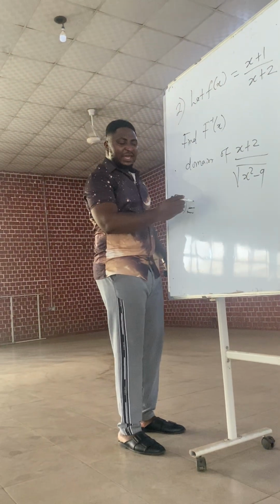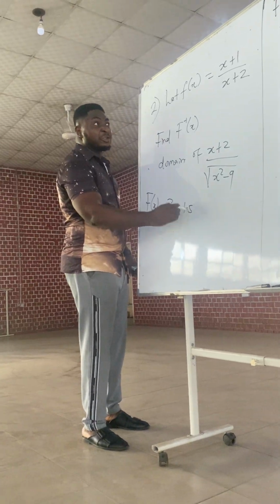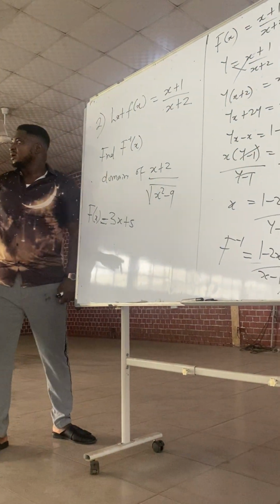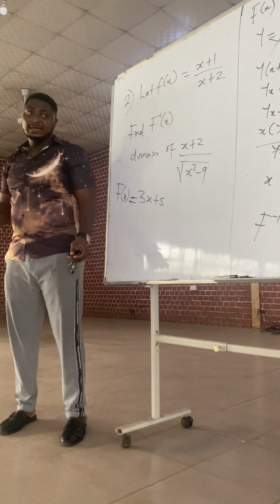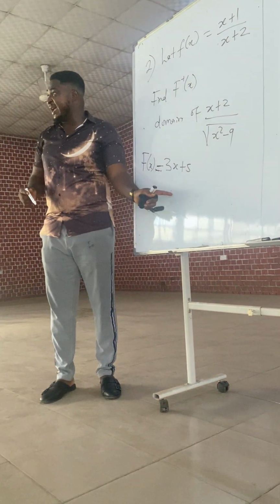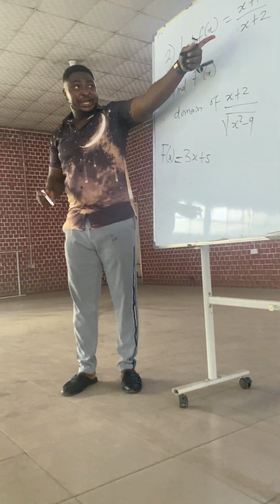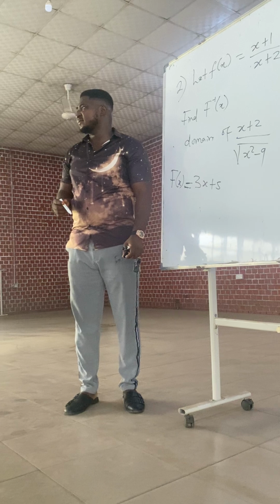f of x equals 3x plus 5. Let me not give you a fraction, because this is a quotient question. This question is in quotient form, class. But this is a linear function. Follow me.